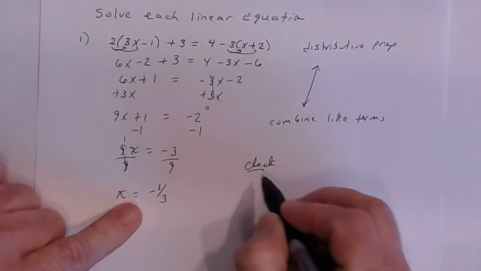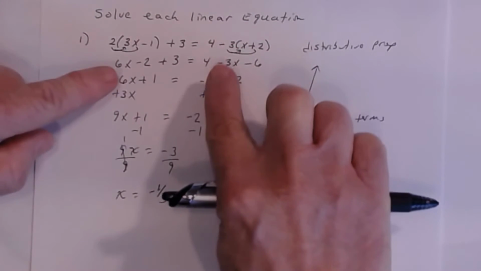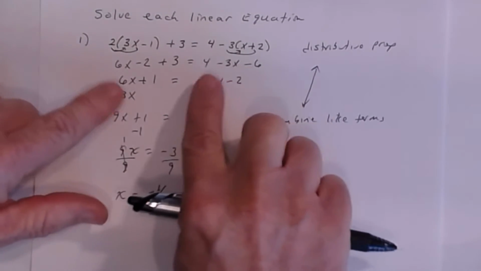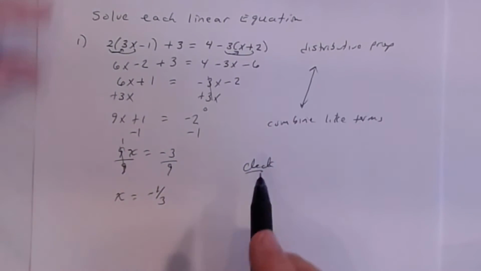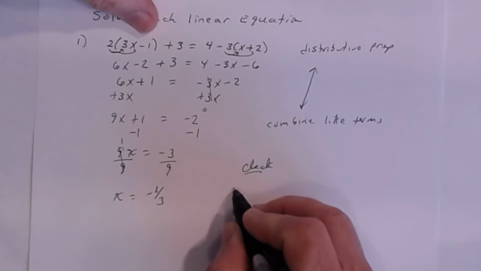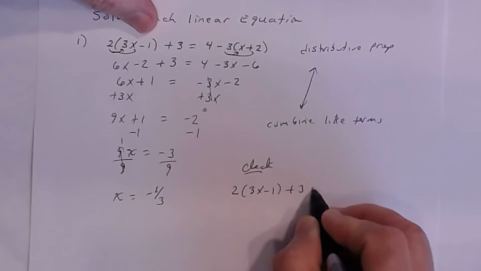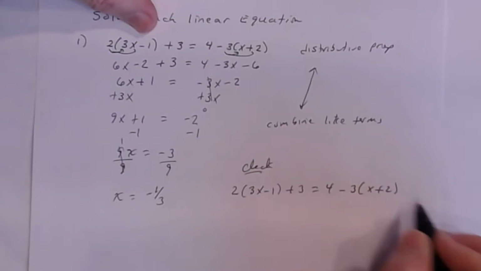Now on a timed test, you normally don't have time to check. So be efficient with your solving techniques and be careful when you combine like terms. So let's go ahead and check this. So I'm going to go ahead and rewrite the original equation. So here's the original equation. 2 times 3x minus 1 plus 3 equals 4 minus 3 times x plus 2.